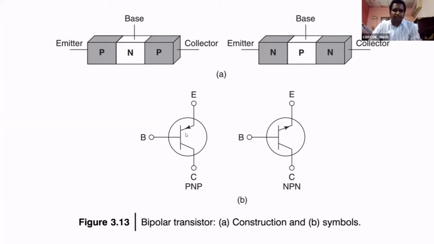In the first case, what is the emitter? P. What is the base? N. So the arrow is from emitter to base. Here, what is the base? P. What is the emitter? N. So the arrow is reversed, moving from P type semiconductor to N type semiconductor. It shows the direction of holes. So based on the direction of the arrow, we can identify whether it is a PNP transistor or an NPN transistor.